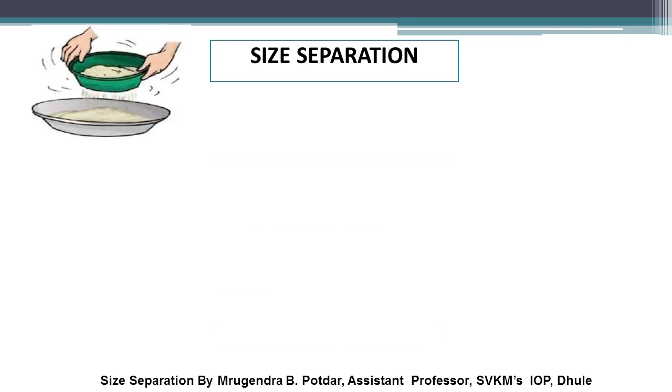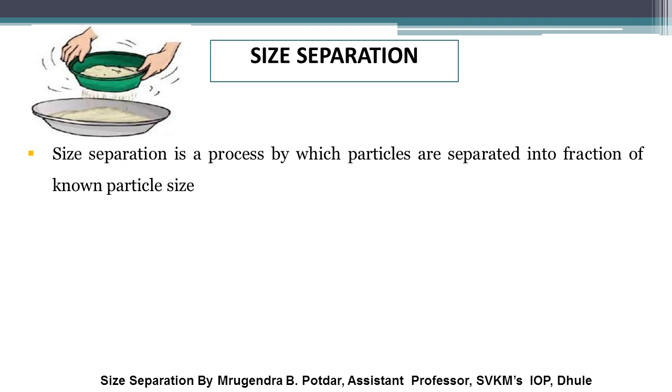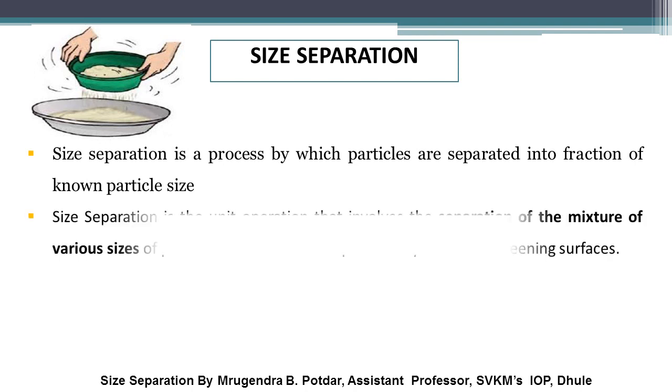Introduction of size separation. Size separation is a process by which the particles are separated into fractions of known particle size. As we know, pharmaceutical powders are polydisperse in nature, so we need to separate them as per the desirable particle size with the help of a screen or sieves. So if a mixture of powders is there, like a mixture of coarse, moderately coarse, fine, etc., we separate the particles as per their sizes with the help of a screen. That process, that unit operation, is called size separation.